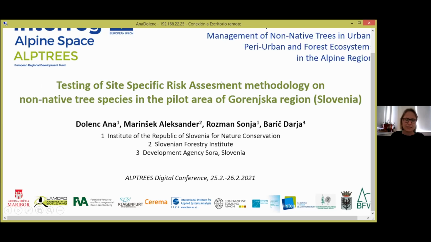So, as I said, we are testing a site-specific risk assessment methodology on non-native tree species in the pilot area of the Gorenjska region. Our institute works in collaboration with partners in the ALPTREES project, development agency SORA, and we also work closely with the Slovenian Forestry Institute, which is also a partner in the project. We will present our work, which was done in collaboration with my colleagues Alexander Marinšek, Sonia Rozman, and Darja Baric.